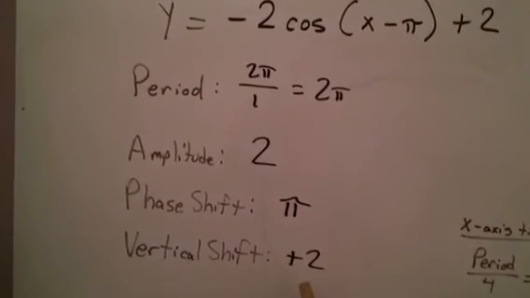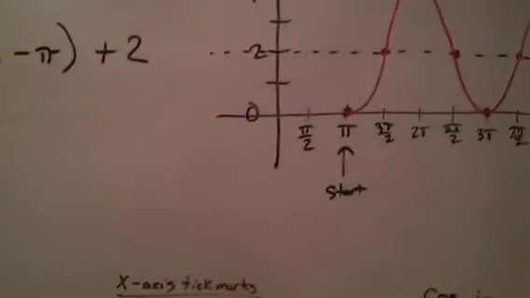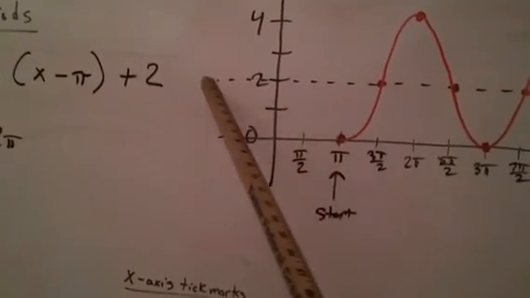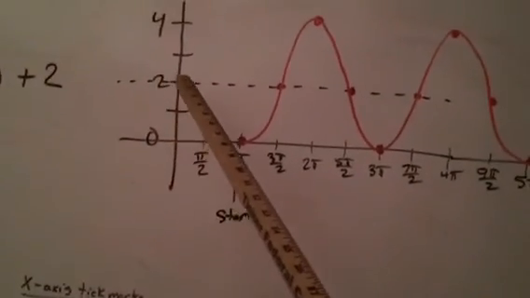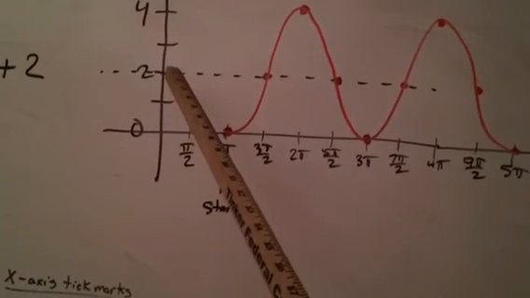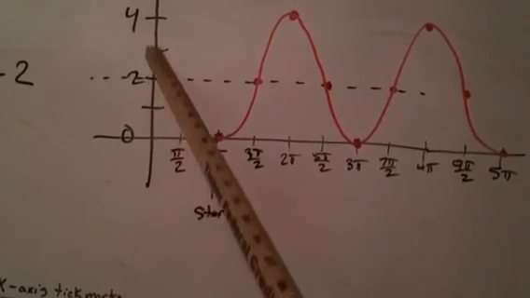So now I'm ready to set up my graph. For my graph, since I have a vertical shift of 2, the graph's going to move up here to 2 as my middle line. And the amplitude is 2, so I'm going to go up 2 and down 2 from this middle line. So my entire graph is going to be between 0 and 4.